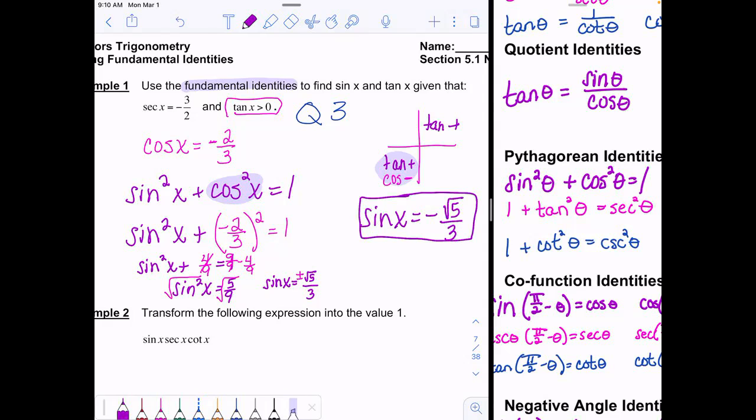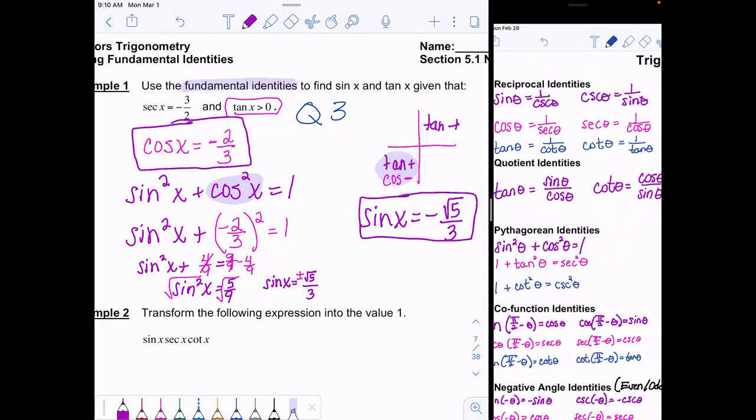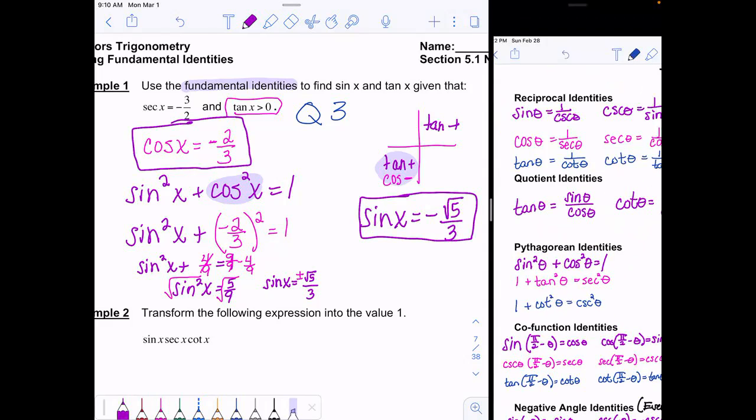But the other thing it asked us to find was tangent. So it says find the sine and the tangent. Using one of the identities, how can we find the tangent? So look at your identities. We know sine, we know cosine. Peter, how can we find tangent?